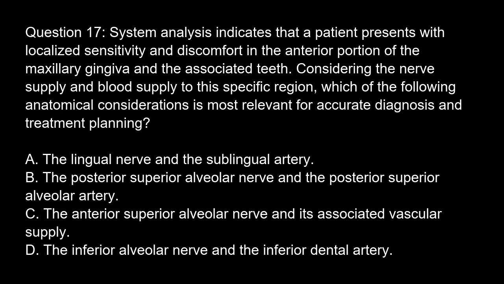Option A, the lingual nerve and the sublingual artery. Option B, the posterior superior alveolar nerve and the posterior superior alveolar artery. Option C, the anterior superior alveolar nerve and its associated vascular supply. Option D, the inferior alveolar nerve and the inferior dental artery.